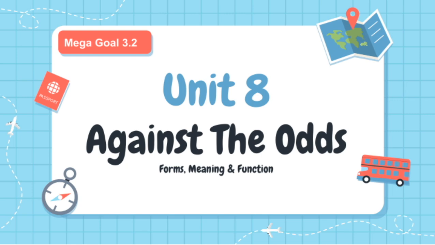Today we'll be exploring Unit 8, titled Against the Odds. We'll look at the forms, meanings, and functions of some interesting language features. This is part of Mega Goal 3.2. Over the next few minutes, we'll cover key concepts and examples that will help you understand how to use these forms effectively. Let's get started.